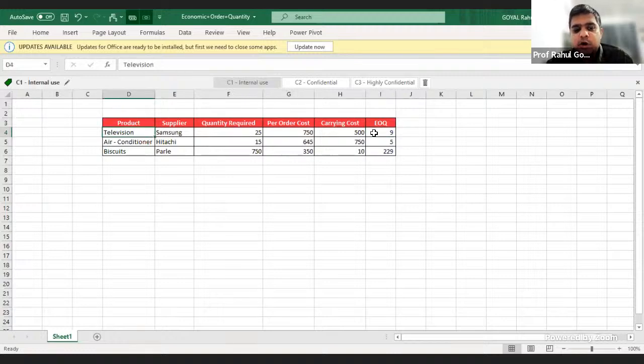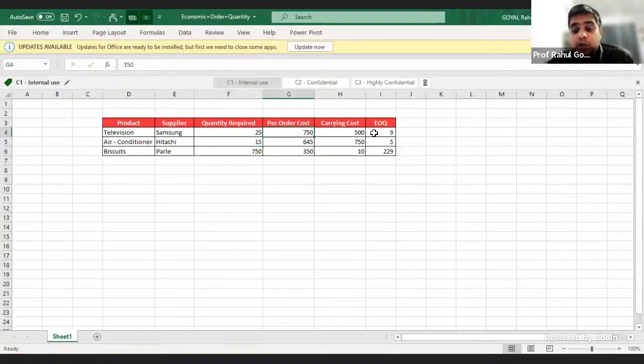So there are three products: television, air conditioner, and biscuits coming from suppliers. And this is the requirement, this is the demand, right? So we need 25 units of television, 15 units of air conditioner and 750 units of biscuits.